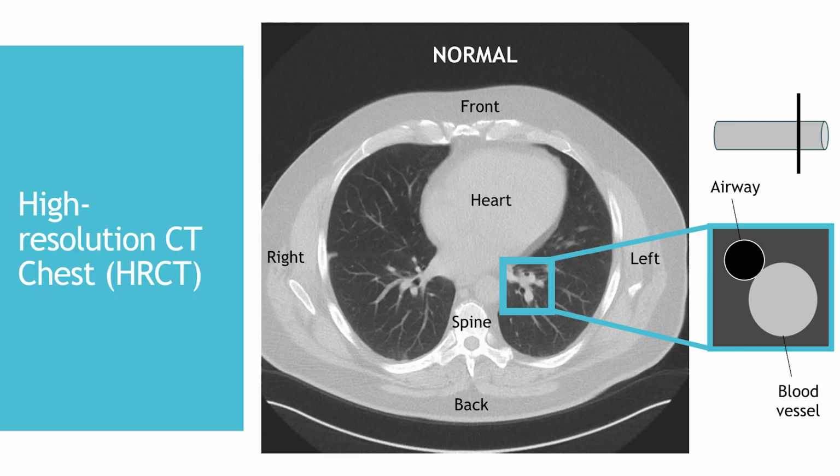Here you can see the airway is this black air-filled structure, and the blood vessel is this gray blood-filled structure. What you'll notice is that the airway is smaller than the accompanying blood vessel. That's what's normal. So now we're going to go to a patient with scleroderma-associated ILD.